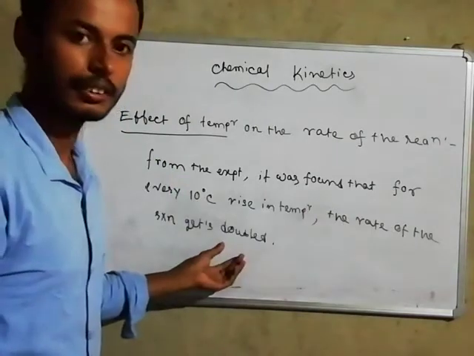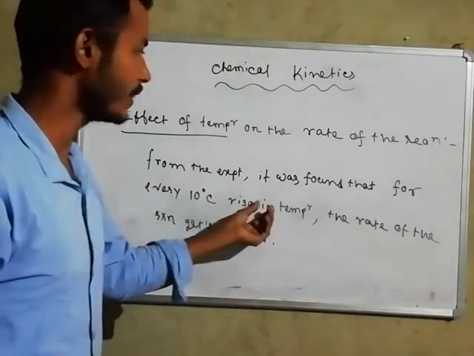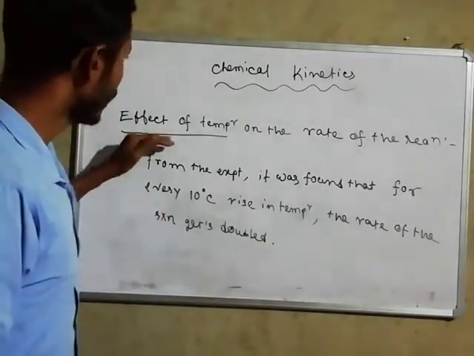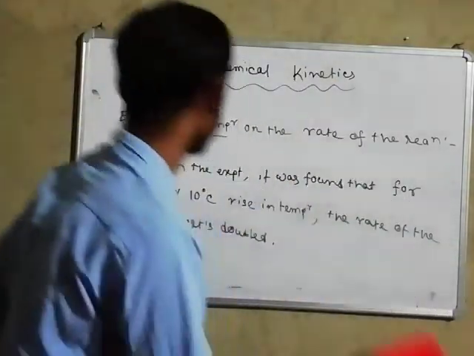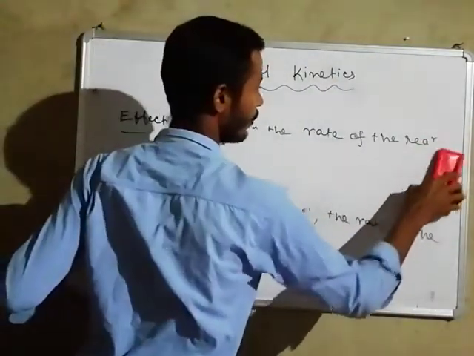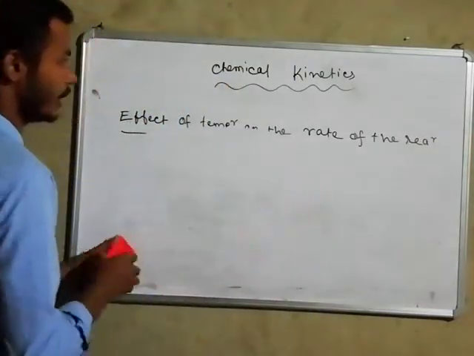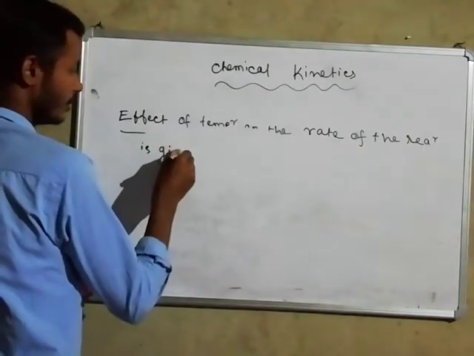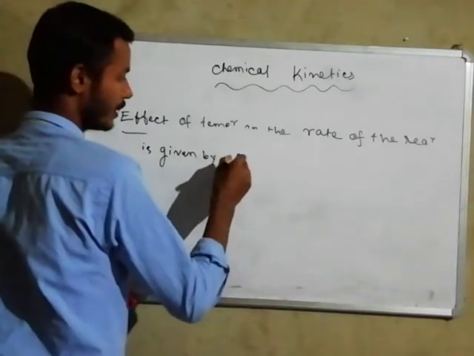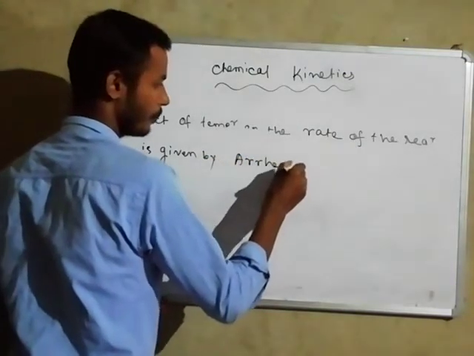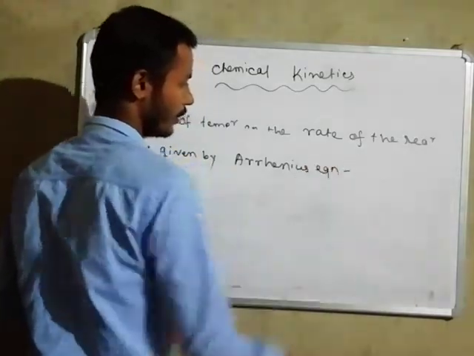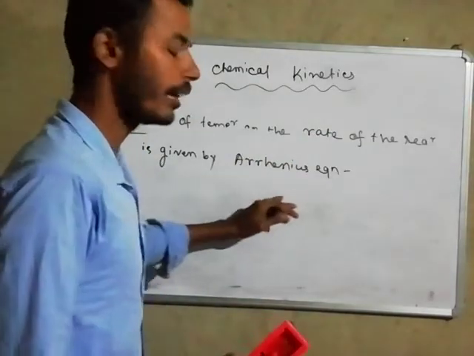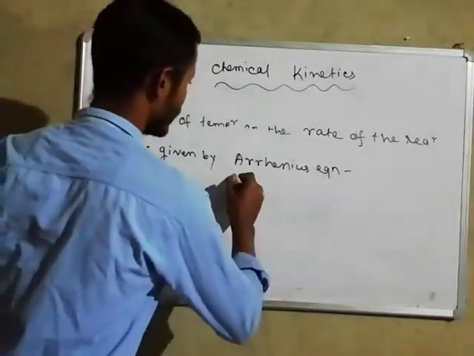So what does it mean? It means that when the temperature increases, the rate of the reaction increases. Okay? So now, the effect of temperature on the rate of the reaction is given by the Arrhenius equation.